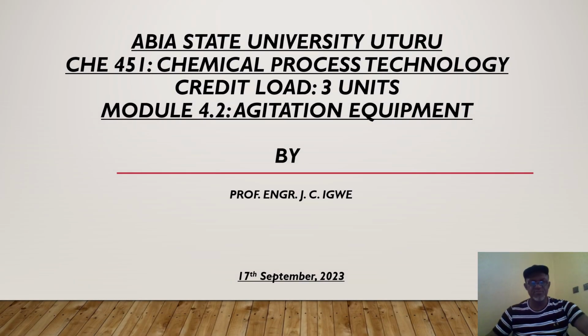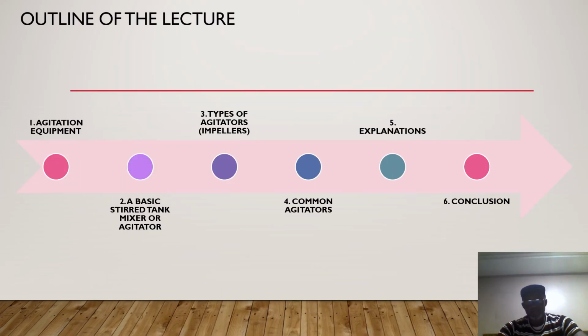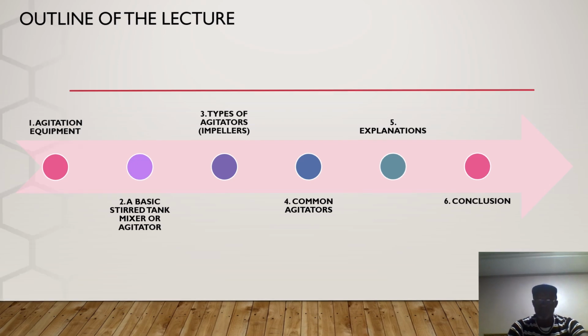We're back again to Module 4.2 of CHE 451 Chemical Process Technology. We're going to look at agitation equipment. I hope you're going to enjoy the class. We'll look at the outline: agitation equipment, a basic stirred tank mixer agitator, types of agitators or impellers, common agitators, and then some explanations and conclusions.